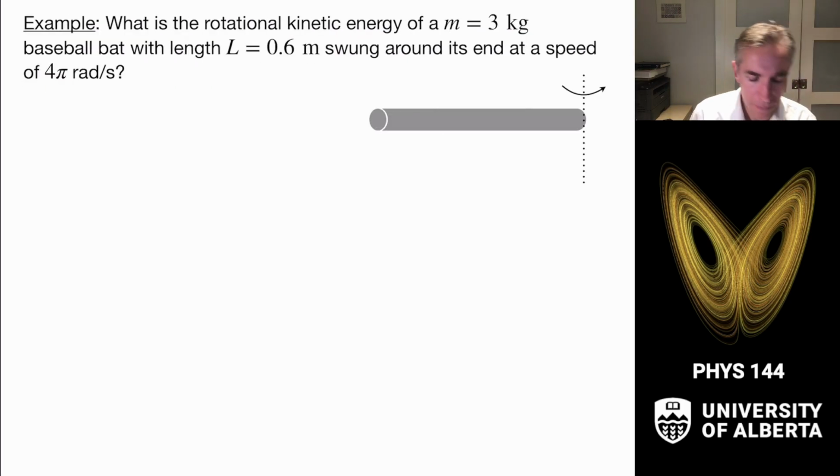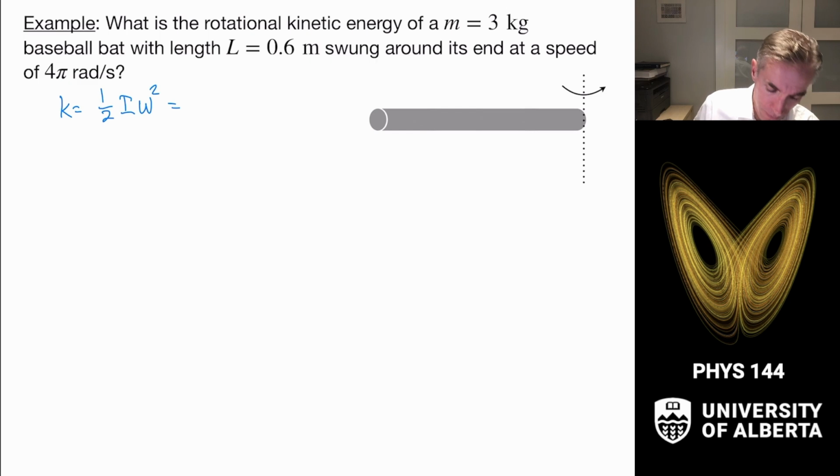Let's do another problem. Okay, here. So what is the rotational kinetic energy of a 3 kilogram baseball bat with a length 0.6 meters swung around its end at a speed of 4 pi radians per second? Well, we know that the kinetic energy of this object is 1/2 I omega squared.